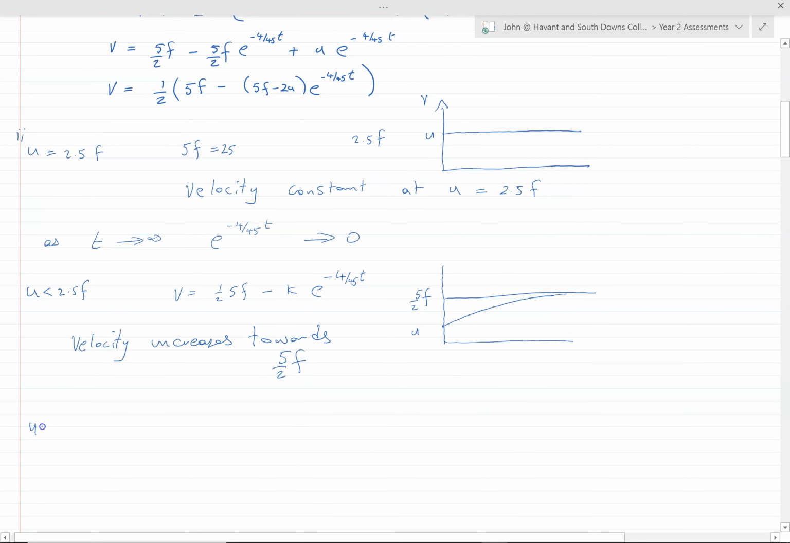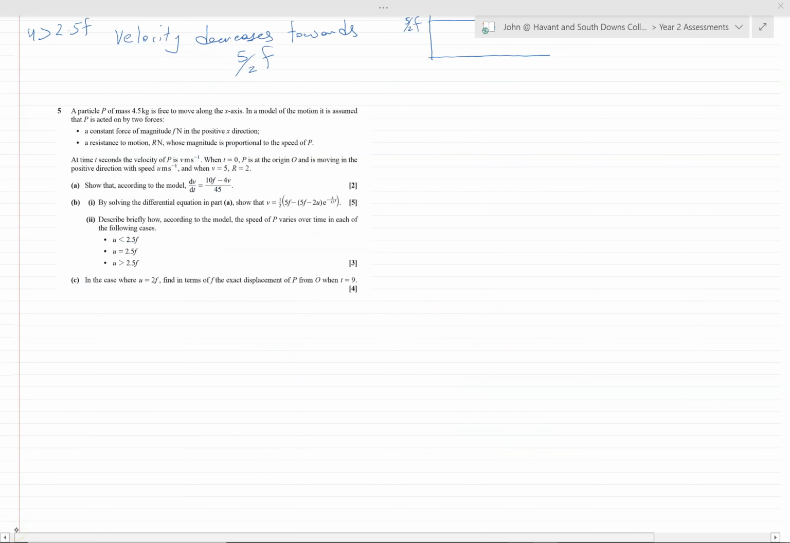Okay, now if u is greater than 2.5f, now we've looked at that case, then you've got the opposite case. We've got an asymptote 5 over 2f here, and we've got the u here, so the velocity decreases towards 5 over 2f.